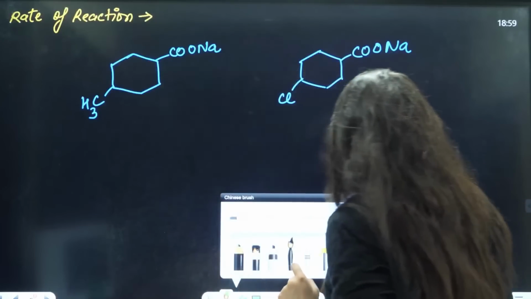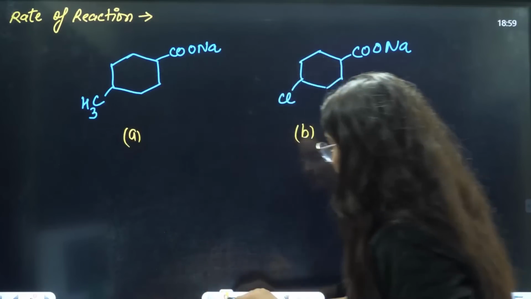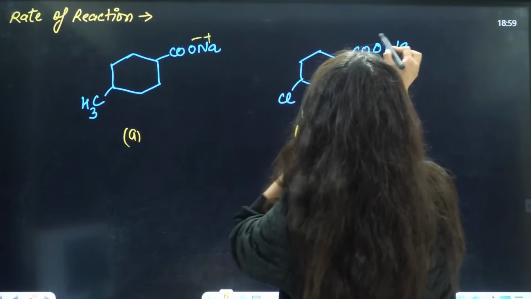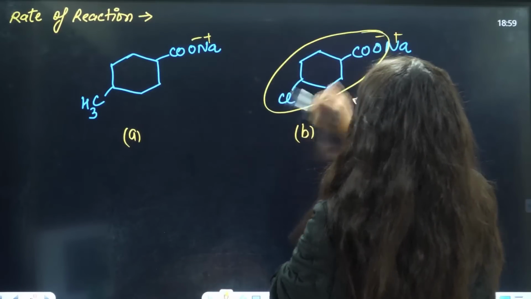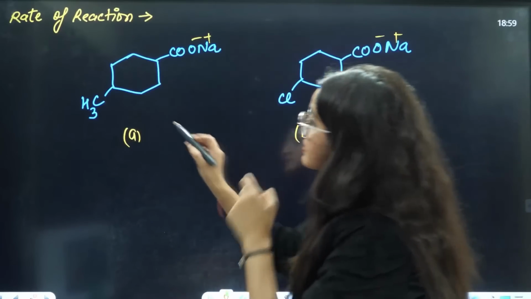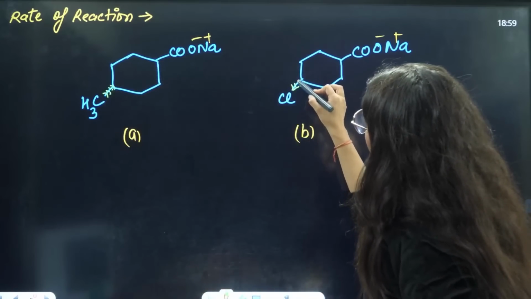So if you talk about the stability, this is A, this is B. I want to see the answers in the comment section. Now this will be negative, positive, negative, positive. That means this is the carbanion that we are talking about. Now, as you can see here, this is going to give the electrons and this is going to take the electrons.